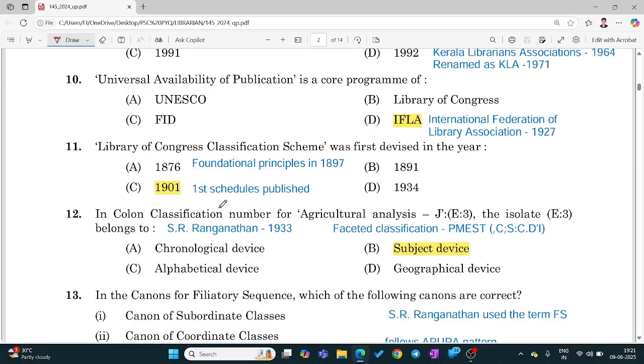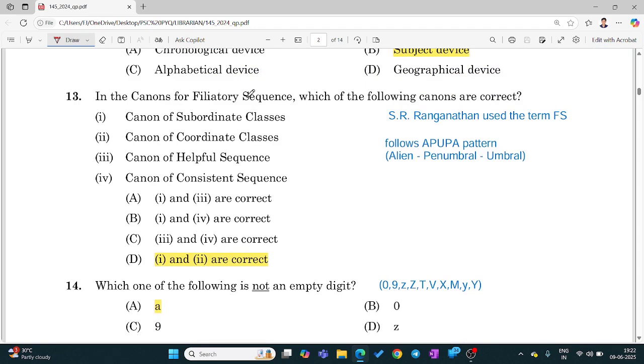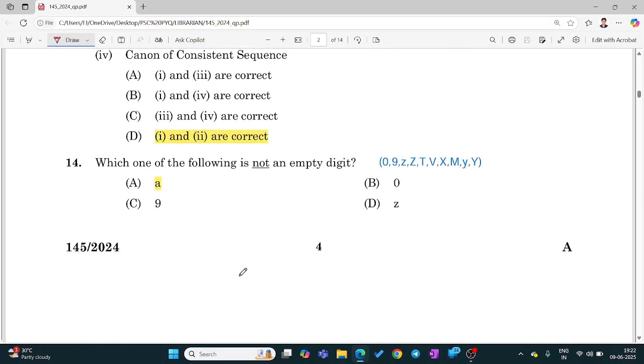In colon classification number for agricultural analysis, J colon E colon 3, the isolate E colon 3 belongs to subject device. In the canons of filiatory sequence, which of the following canons are correct? Option 1 and 2 are correct, that is canons of subordinate classes and canon of coordinate classes. So option D ആണ് correct ആയിട്ട് വരിക.